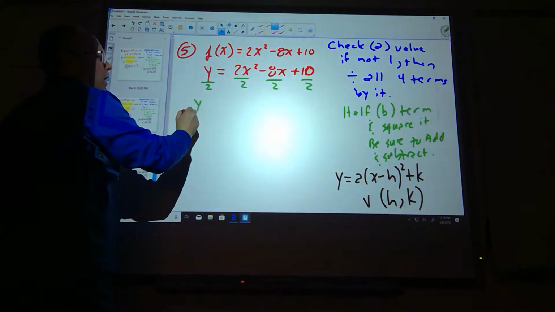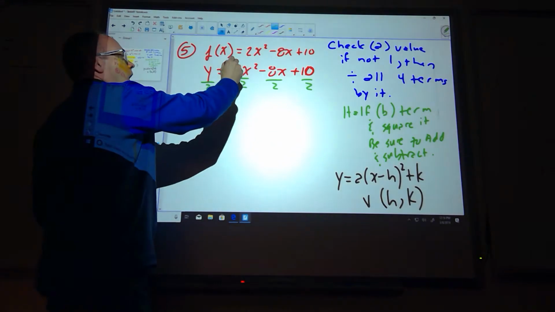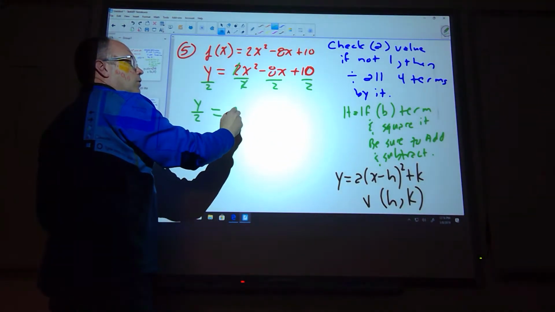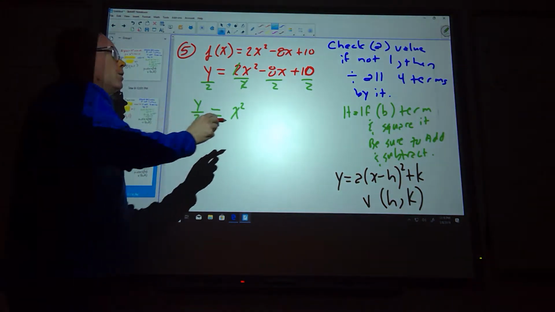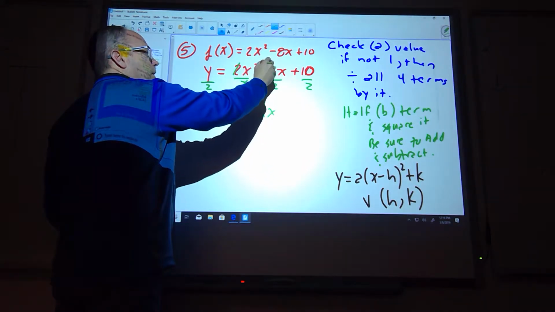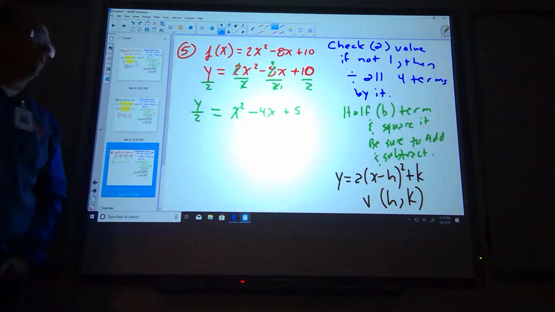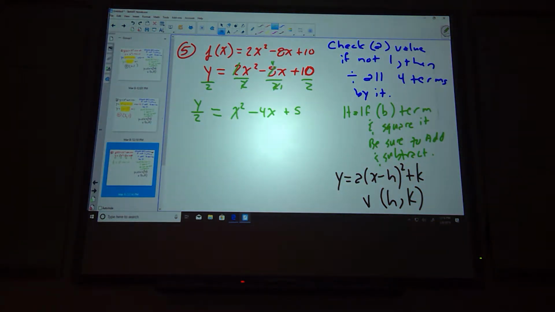So y over 2 just stays y over 2. Y over 2 is not the same thing as y, is it? It's half of y. So we have to keep that in mind. Does this reduce down to just x squared? Yeah. What does this reduce to? Negative 4x. Is that okay? So that becomes a 4. That's a 1. What does this become? 5. Are we okay so far? Everybody see what we just did? Now, here's the nice thing. I don't have to worry about that 2 until the very end of the problem. I'm going to do the rest of this problem the exact same until the very last step, okay?